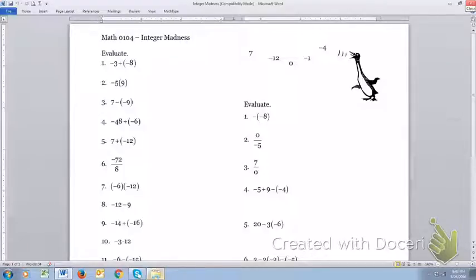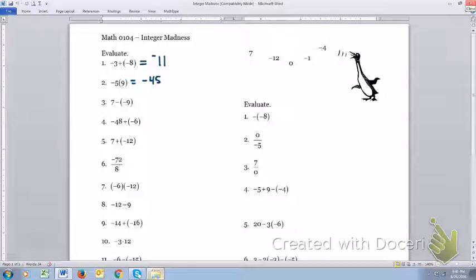So on the first one we have -3 plus -8. So we know when we add two numbers that have the same signs, we're going to ignore the signs, so we're going to add the two numbers. So in this case we'll add 3 and 8, which is 11, and we use the sign of the two numbers. So that's the rule. Add the numbers, use the sign of the two numbers. On number 2 we have a negative times a positive. So 5 times 9 is 45, so this is going to be -45.